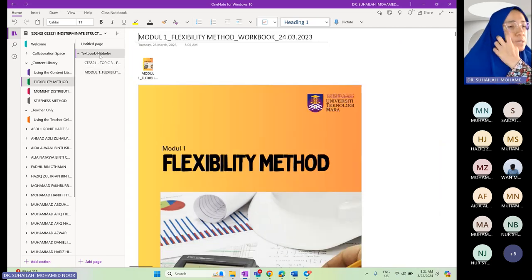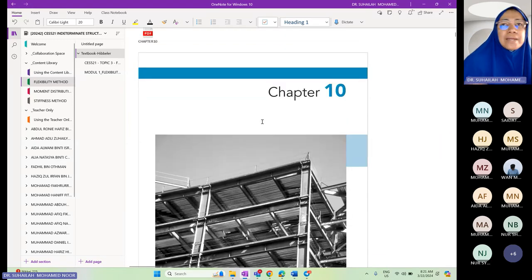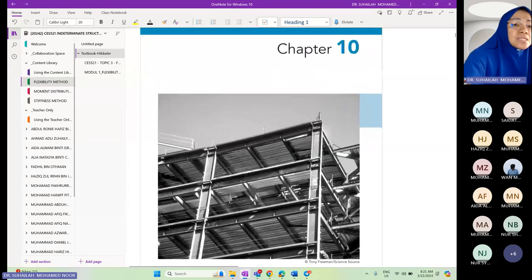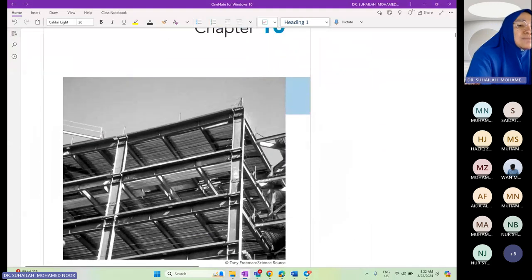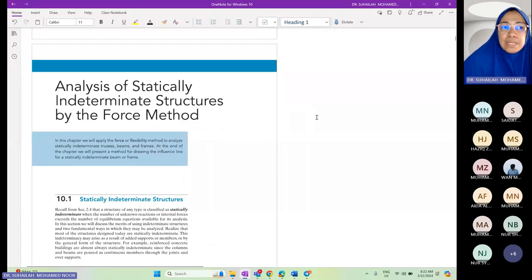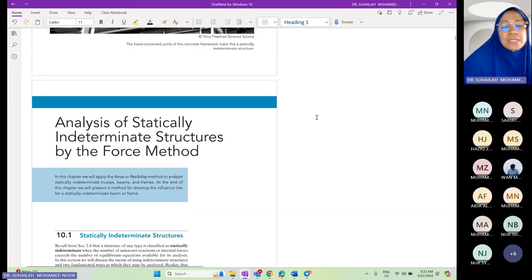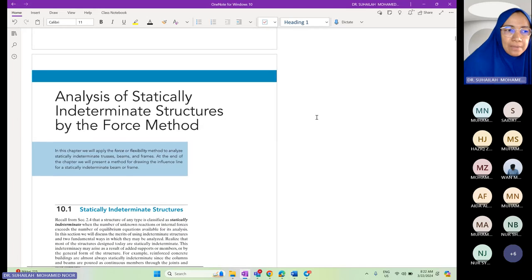Okay, so I have also put here the textbook, the Hibbler textbook. Under textbook, flexibility method is in chapter number 10. Chapter number 10 is called the force method. This is another name for flexibility method. So please also read this textbook under chapter number 10, analysis of statically indeterminate structure by the force method.